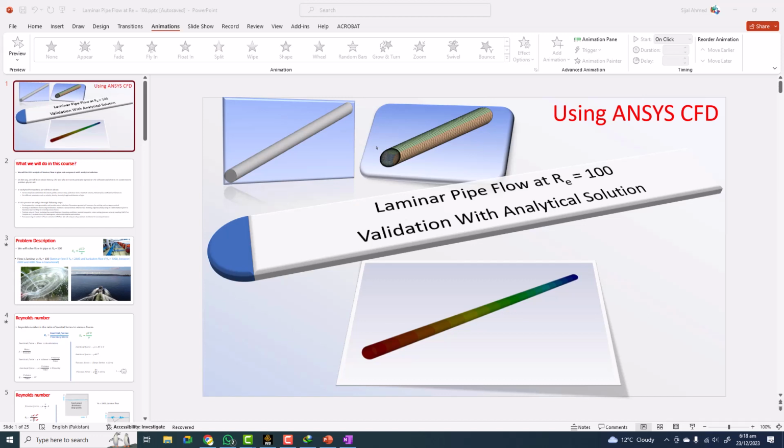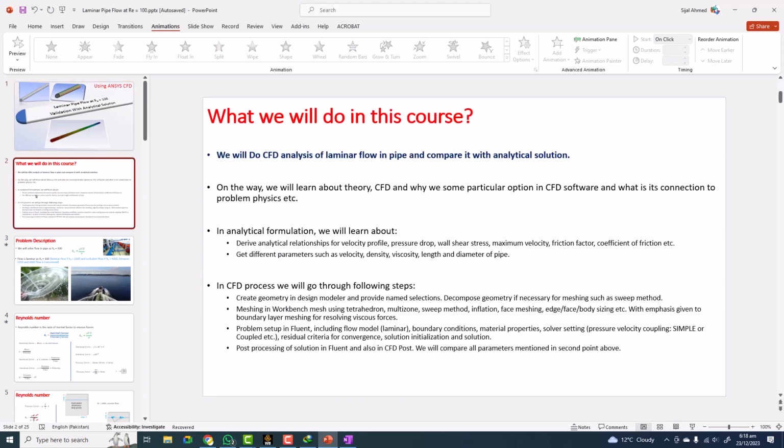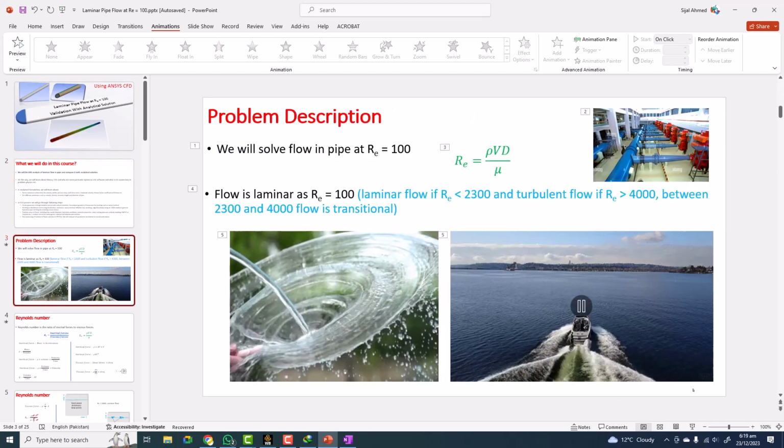Okay, so in this course, this is the first workshop as I told you earlier. And in this problem, we are going to solve the laminar flow in a pipe at Reynolds number equal to 100. And also you validate the result with the analytical solution. And this is the description of this whole workshop.